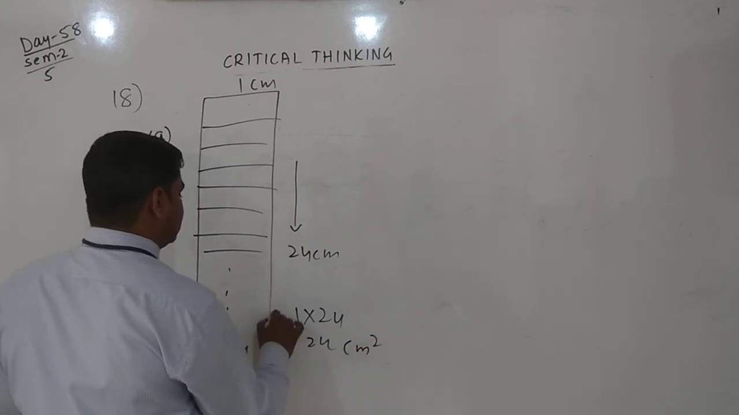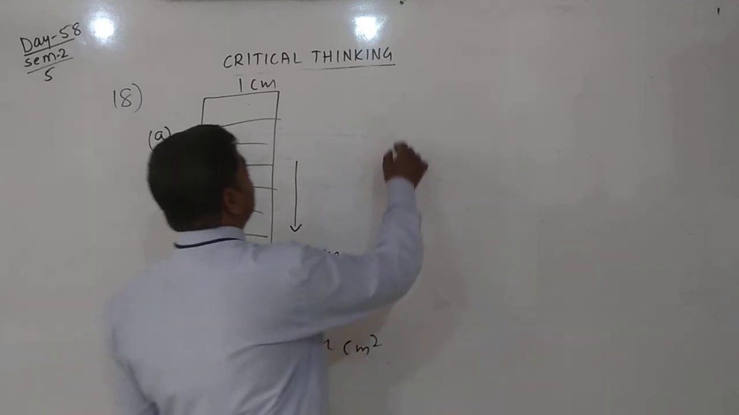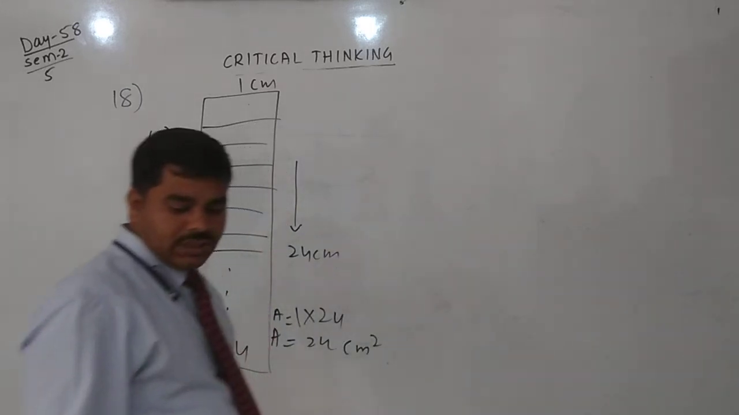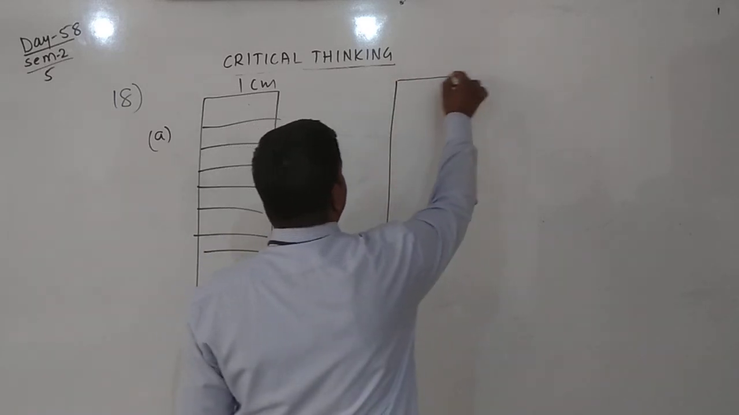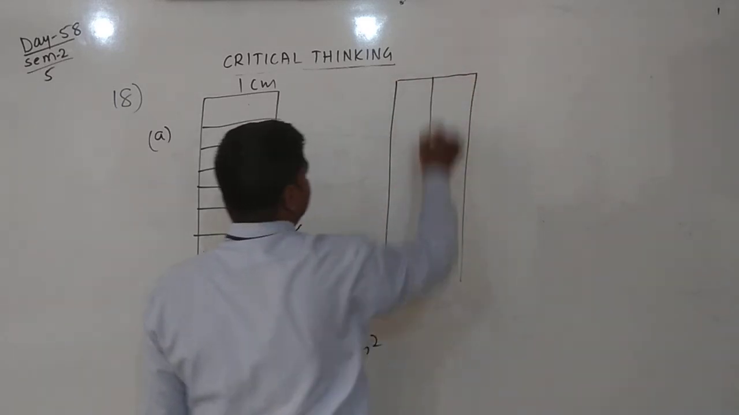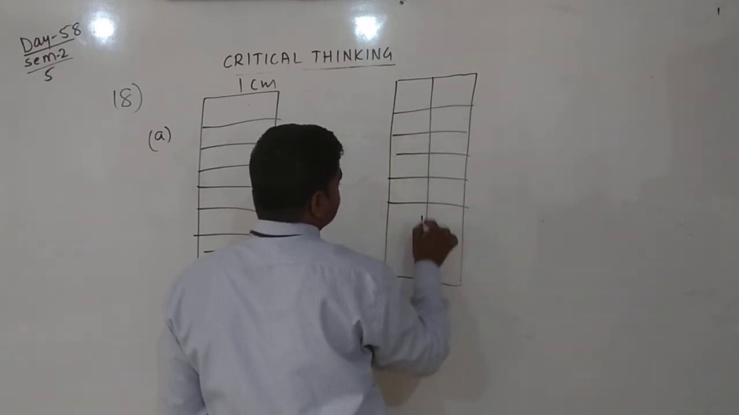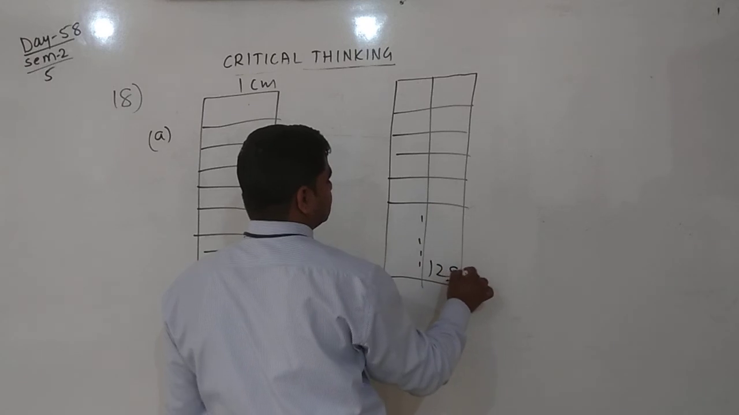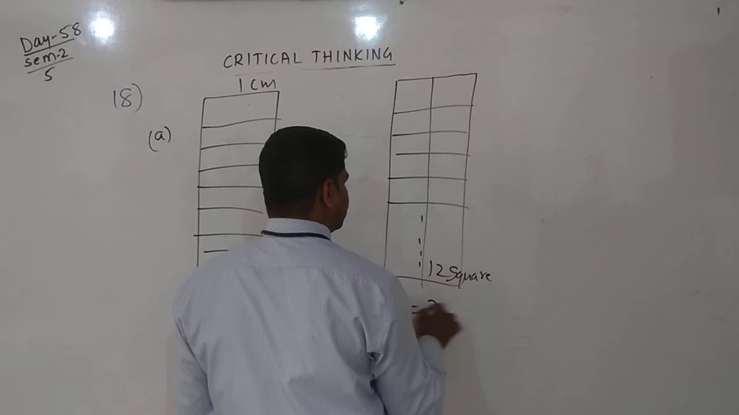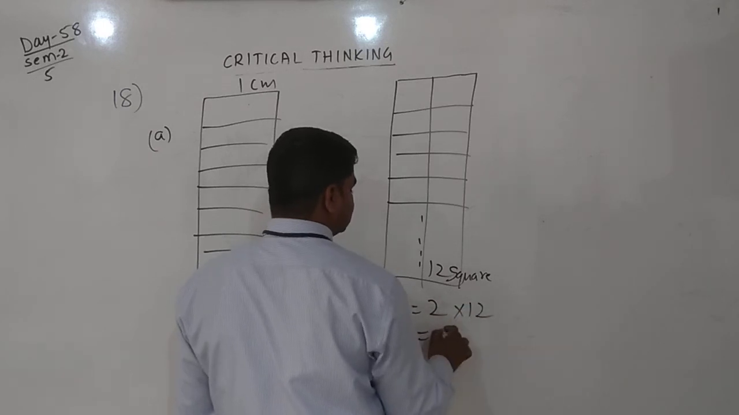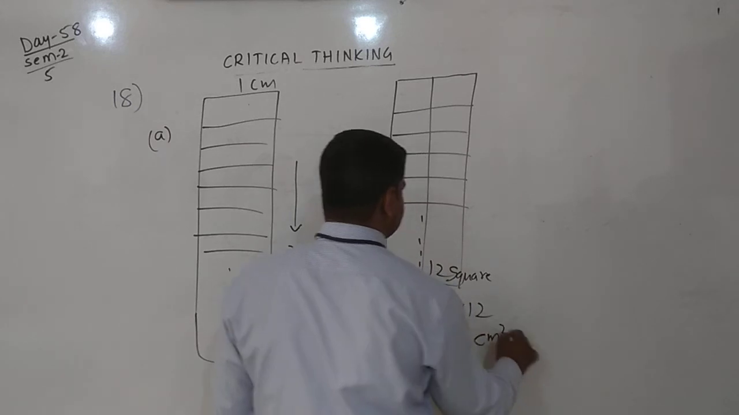Area. Here this is 1 into 24, or we can write 2 into 12. 2 lines you can take of 12 squares: 1, 2, 3, 4, 5, 6 up to 12 squares. Then we can write area A is equal to 2 into 12, that is 24 square centimeter.